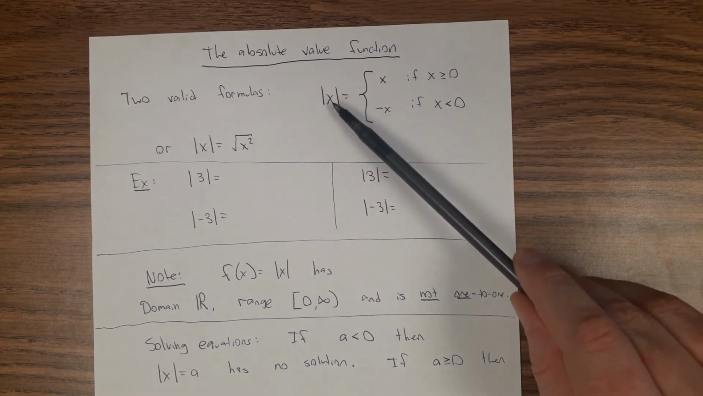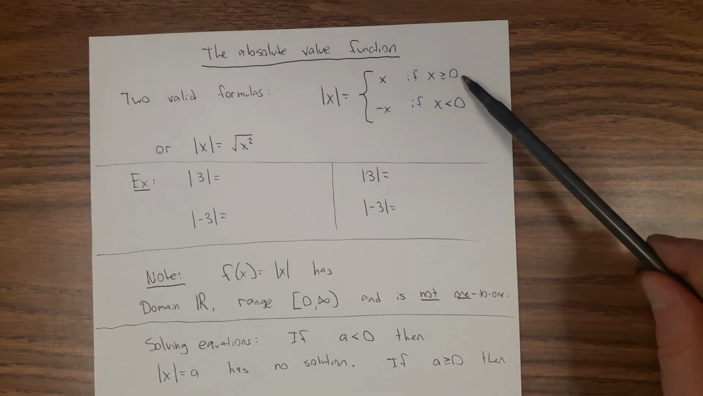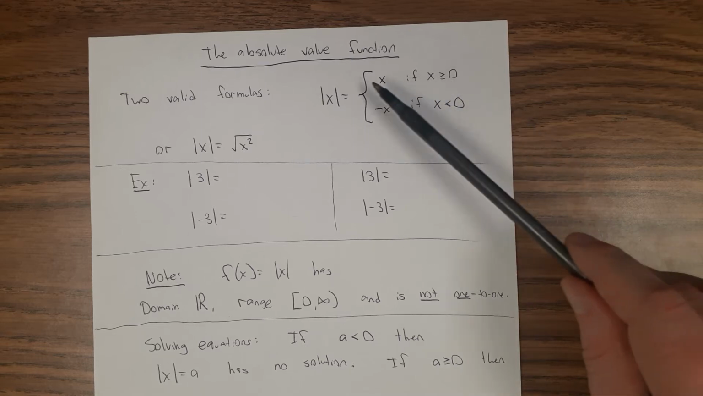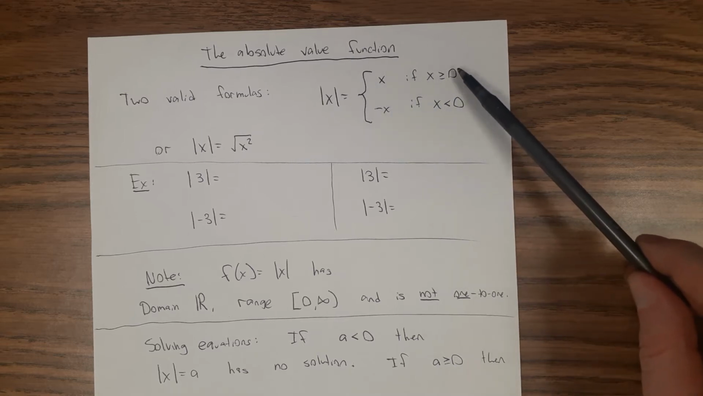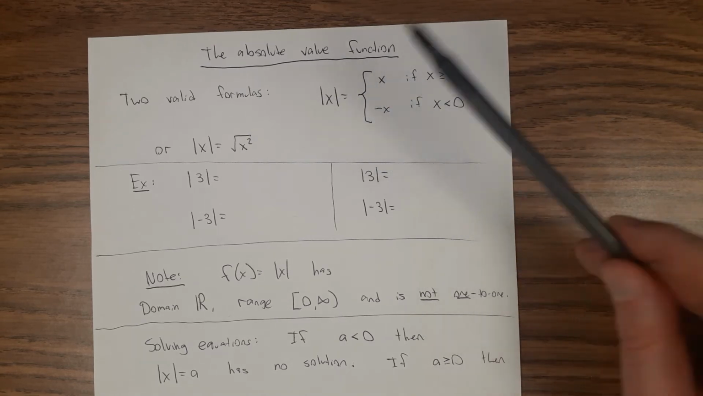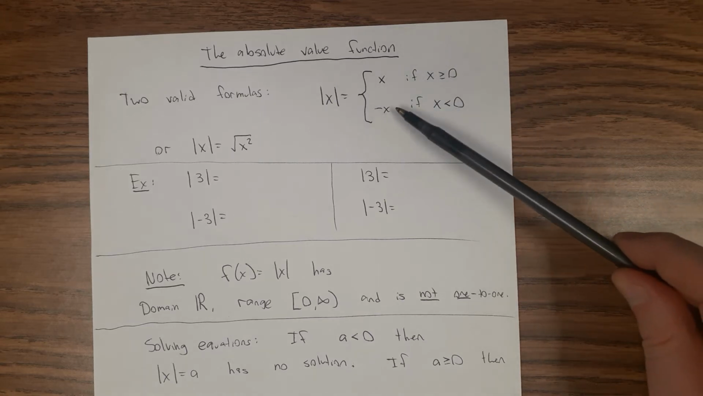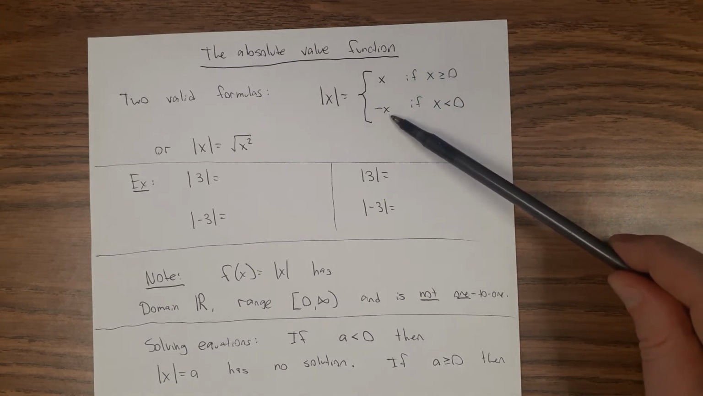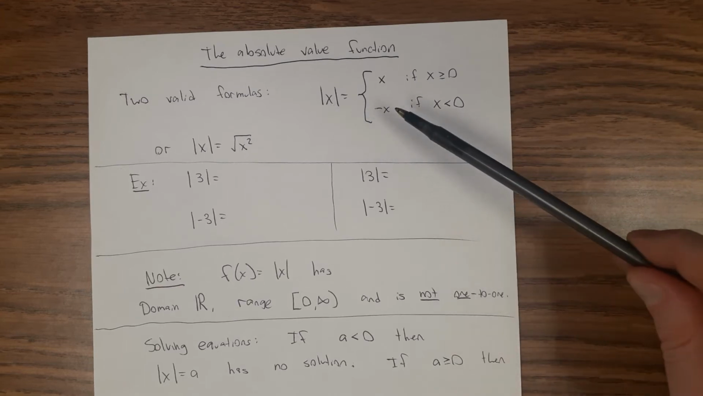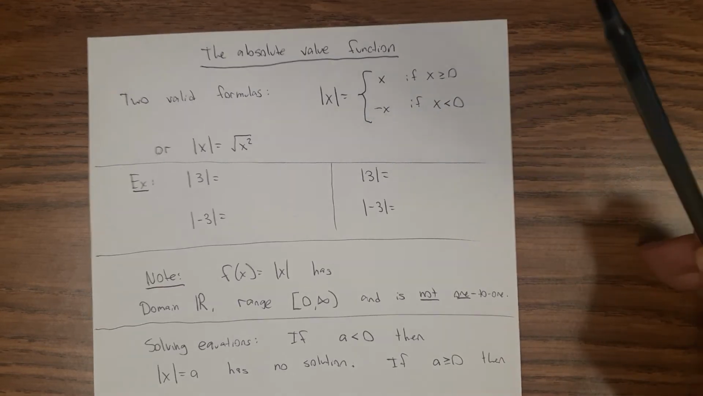Here's one. The absolute value of x is just x if x is greater than or equal to 0. And that's an answer that we were expecting. We all know that if x is greater than or equal to 0, the absolute value doesn't do anything. The absolute value of x is just x. But then the second part sometimes confuses people. The absolute value of x is negative x if x is less than 0.